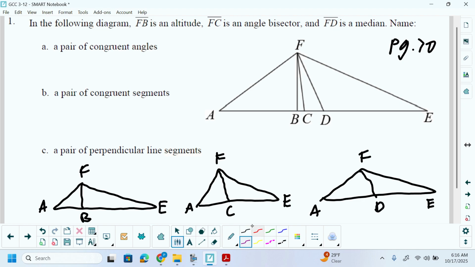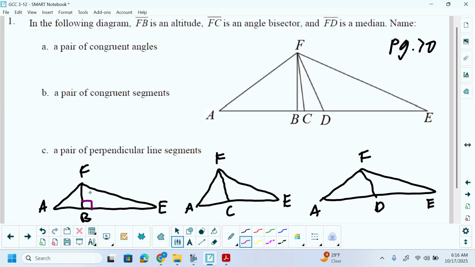So this question requires you to know what each of our different segments do and what they look like in the picture. FB is an altitude. An altitude goes from the vertex and is perpendicular, or in other words, forms a right angle with the other side. So let's put a box in at B in our first picture.